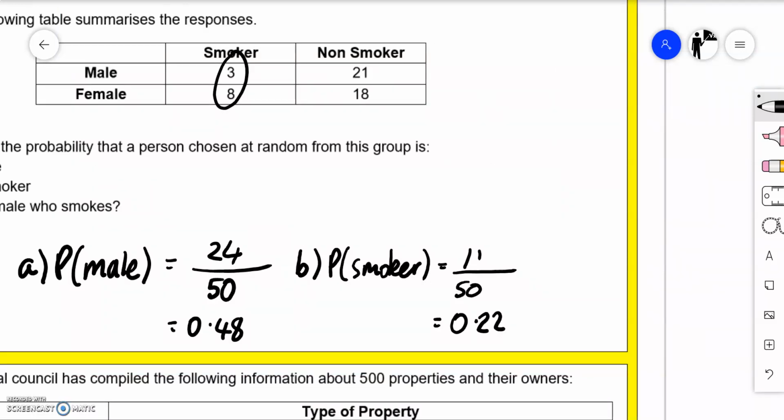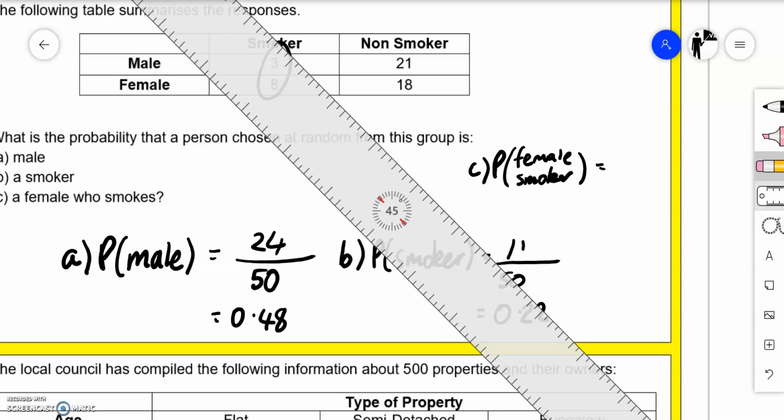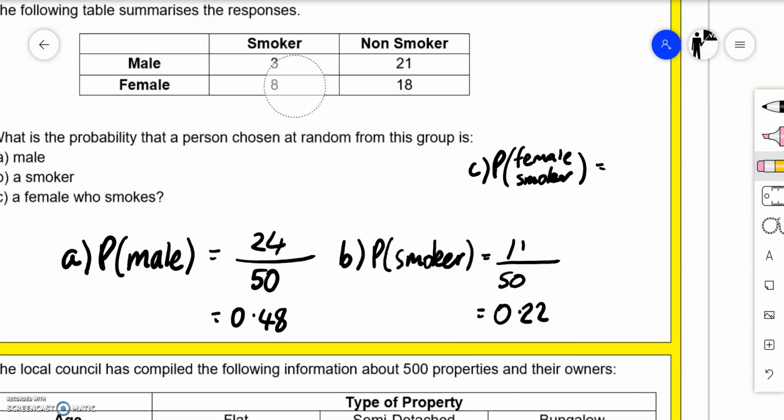Finally, part C. I'm going to do this up here. Part C. Probability of being a female who smokes. I'll just say a female smoker. So we're going to the female smokers. So here we are here. That's going to be 8 out of 50, which is 0.16.